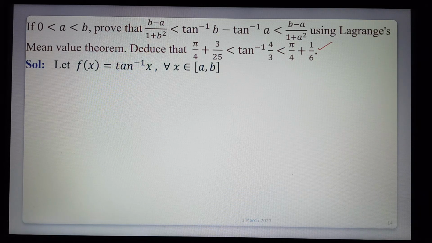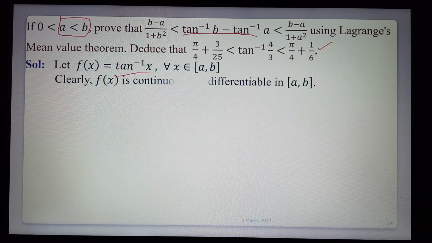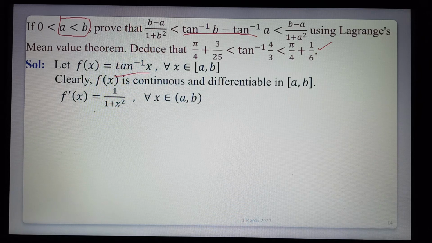So let f of x is equal to tan inverse x. It is not given in the question, but the middle term in the inequality is in terms of tan inverse, so we assume the function is tan inverse x. The given interval is 0 less than a less than b, so the interval is a comma b. Tan inverse x is always continuous and differentiable, and the derivative f dash of x is equal to 1 by 1 plus x square, which exists for all x belonging to the open interval a comma b.